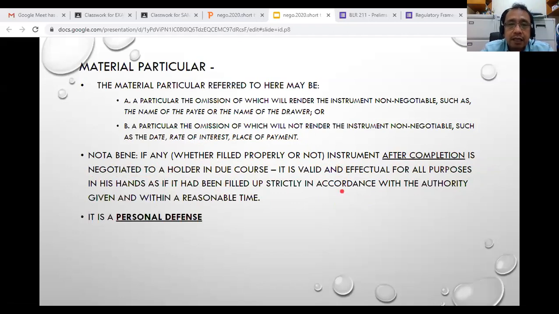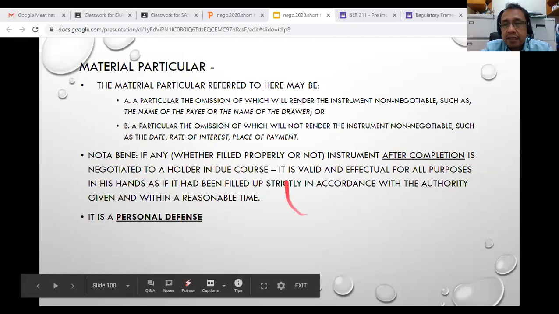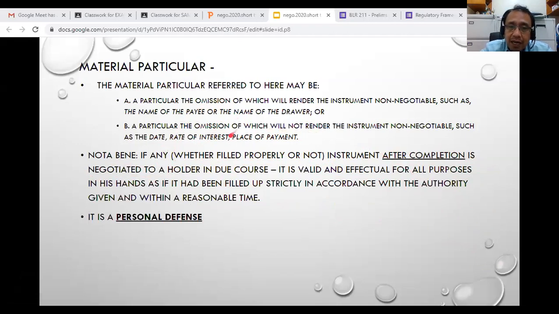Take for example, our last example. Diba, yung pirma lang ni A, tapos dineliver niya kay B, B to C, D, E, hanggang nakarating kay Gary. Halimbawa si Gary, sinulat niya doon yung pangalan niya, I promise to pay Gary. He did not place the name of B anymore. I promise to pay Gary or order, and then placed the amount of 11 million. He did not fill it up in accordance with the authority given. He did not also fill it up within a reasonable time. Can Gary enforce payment against A, B, C, D, E, F? Sabi natin, no. Because it was not filled up in accordance with the authority given and within a reasonable time.